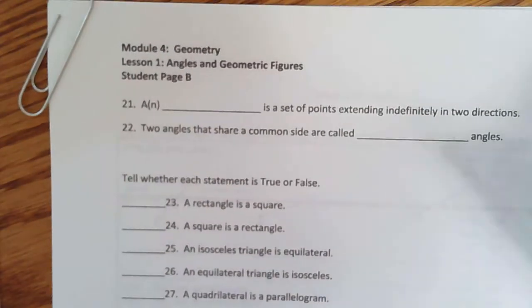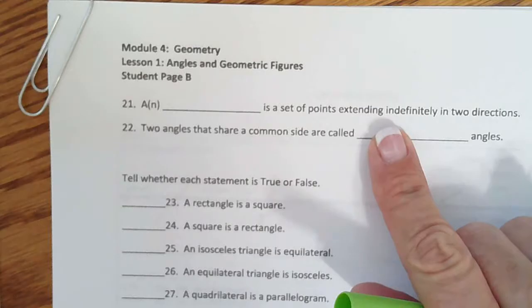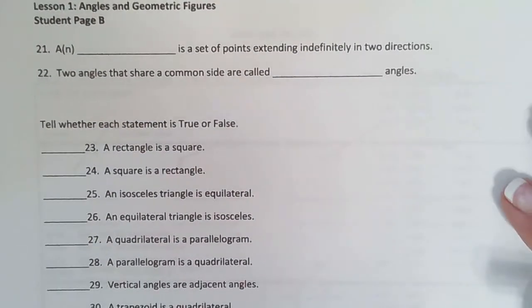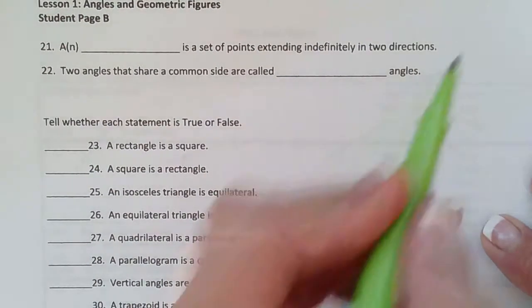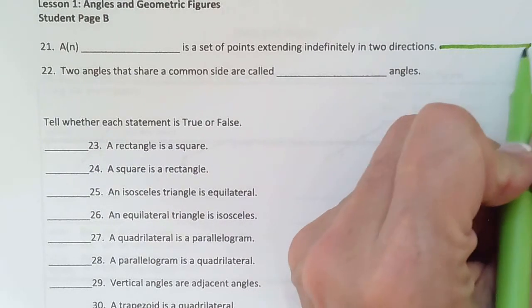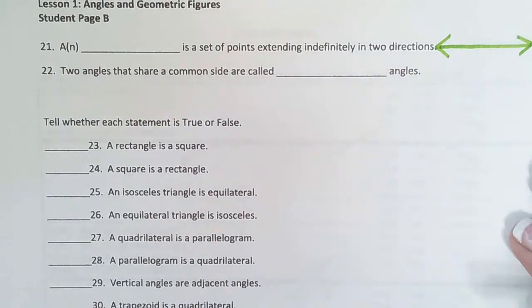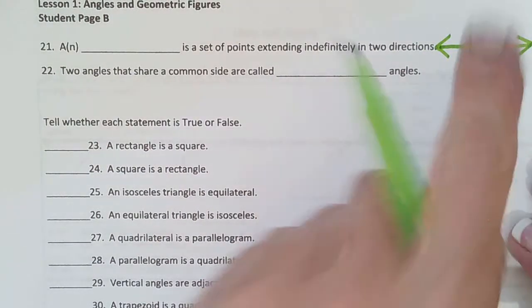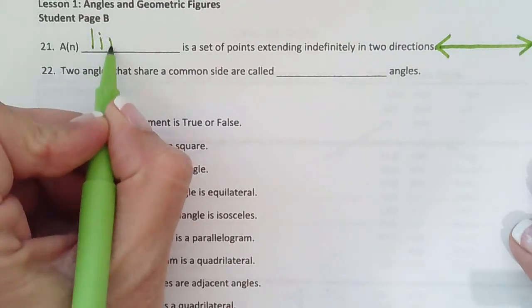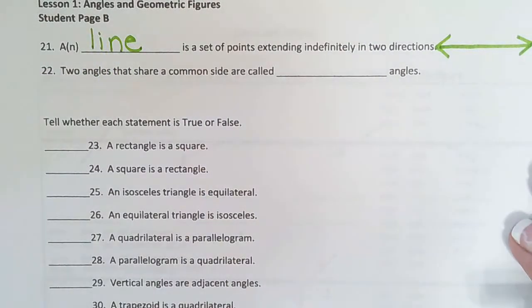A blank is a set of points extending indefinitely in two directions. So if we go forever in both directions, that is a line. And we'll pick up from there on the next video.